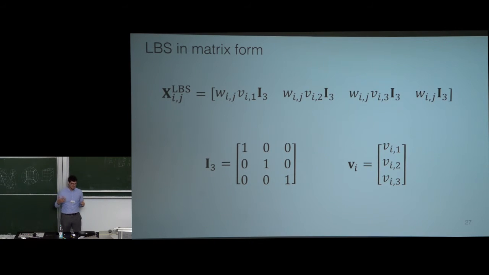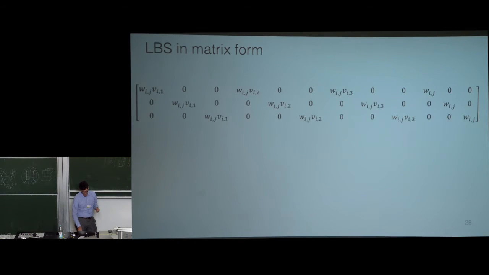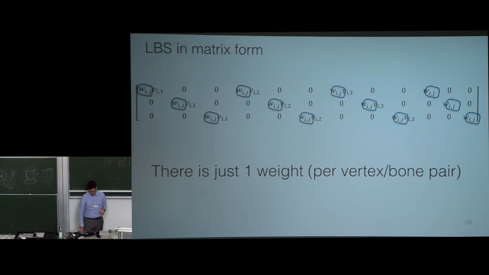For each of the blocks, we see that the weight is being applied to just an identity matrix for each of the x, y, z, and the translation component of the transformation. So if we write this out, if we explode this into the matrix form, then for each bone we see something like this. So we see that the same weight, Wij, is being applied to all parts of the rest pose. So there's just one weight per vertex per bone.